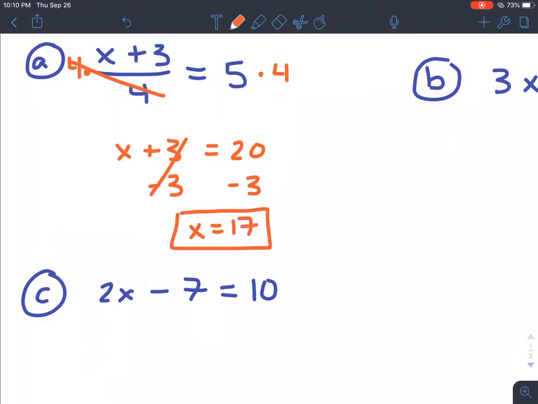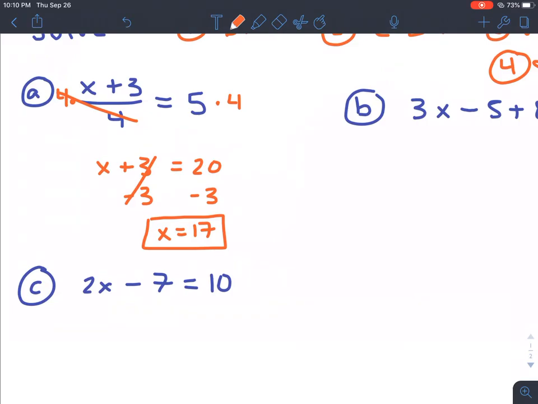So again, if that's something you struggled with, you're welcome to rewind the video, watch it again. But we just undid division by 4 by multiplying both sides by 4. And then we had to undo addition of 3 by subtracting 3 from both sides.